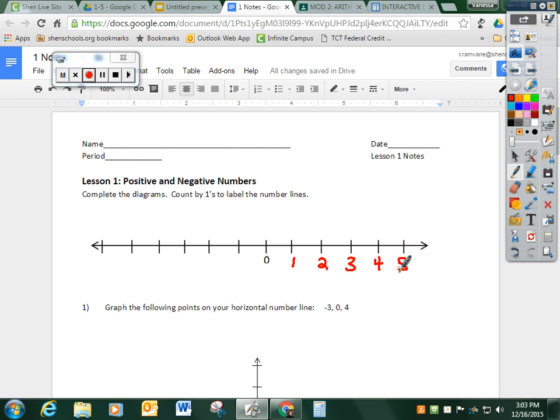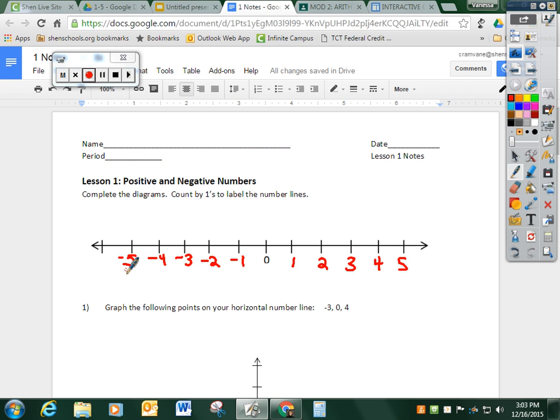Okay? You can count down from 0. 1 space down from 0 is -1. 2 spaces down is -2. 3 spaces down is -3. 4, -5. Okay, notice, the farther numbers are from 0, the lower they are.